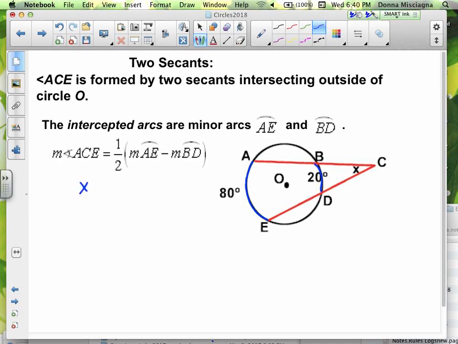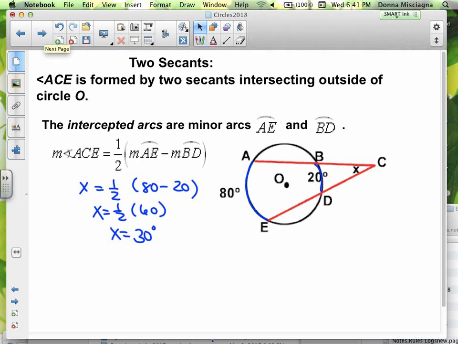Because x here is equal to 1/2. Oh, by the way, I don't know if this one's in your notes. It might be 80 minus 20. So x is 1/2 of 60, or x is 30 degrees. Right? And you could always just kind of plug it back in, but this was pretty easy to solve. I don't know that you really need to check this one, but 80 minus 20, that's 60. 60 divided by 2, that's 30. Right? 30 times 2, that's 60. That's the difference between those two arcs. So yeah, that's the right answer.